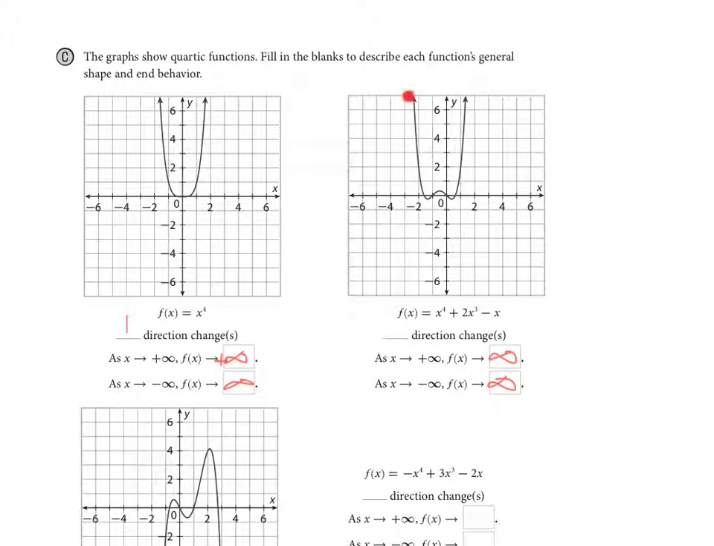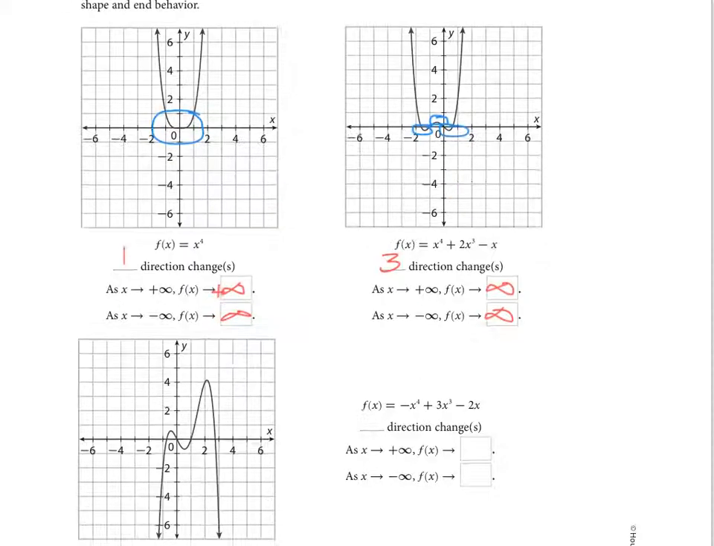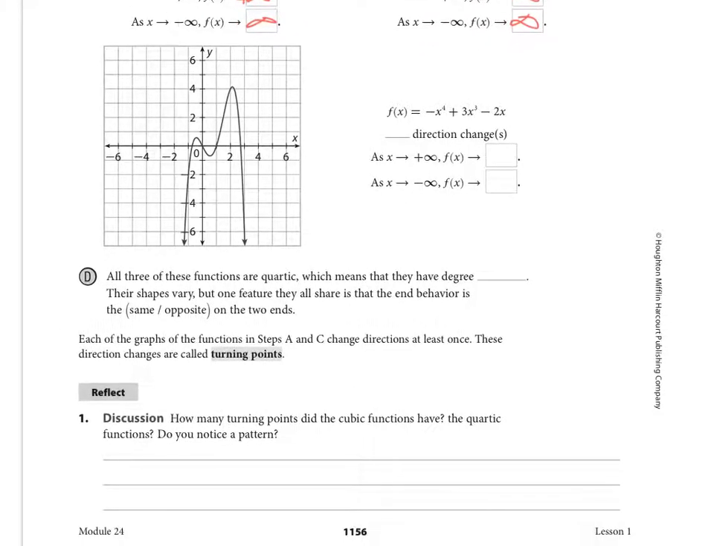What about this next one? You go down, then up, then down, then up. So that one has what? It has 3 direction changes. Now, one way you can think about this is how many humps does it have? This one has 1 hump. This one has 1, 2, 3 humps. So the number of humps, you can say, is the number of direction changes. So let's look at the next example.